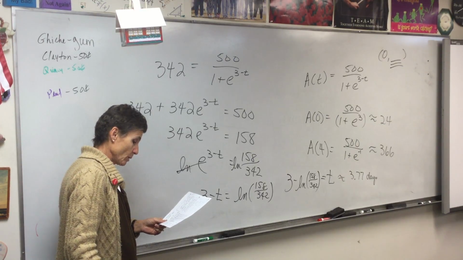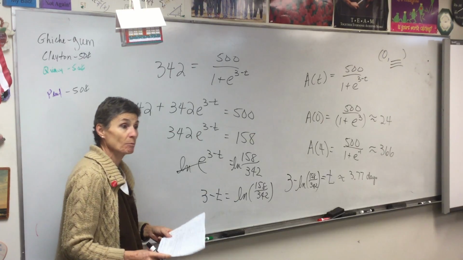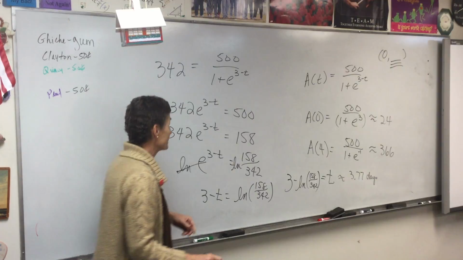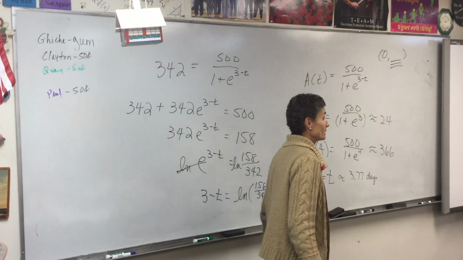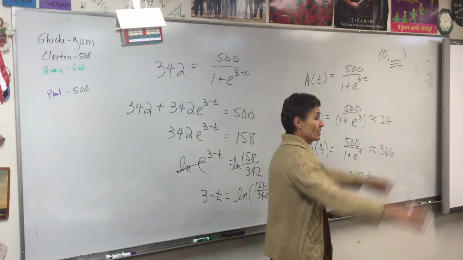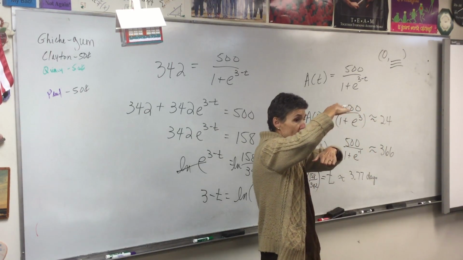And then D, one more question. What is the maximum number of ants that the colony can support? That one you can say 500 because that's the limit to growth. If we graphed it, that would be the top asymptote of the logistic function.